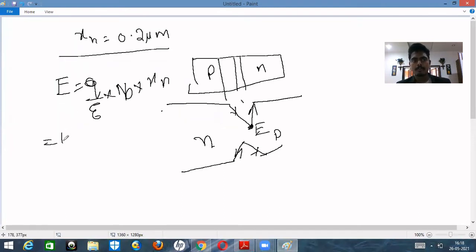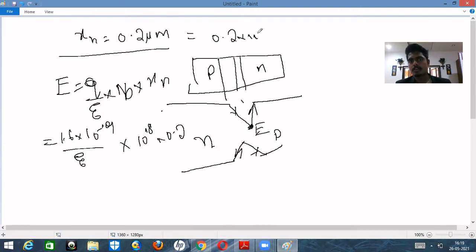What is the formula for q? q is nothing but 1.6 into 10 power minus 19 coulomb, divided by epsilon, whose value is given, into nd. What is the value of nd? The nd in the given question is 10 power 18, right? So nd is 10 power 18 into xn, which is 0.2 micrometer. Convert micrometer into centimeters, which is 10 power minus 4 centimeters. So it is 0.2 into 10 power minus 4 centimeter.